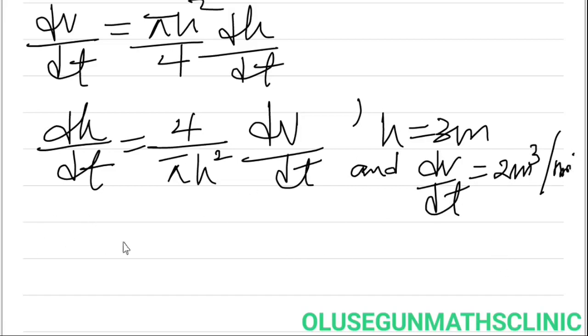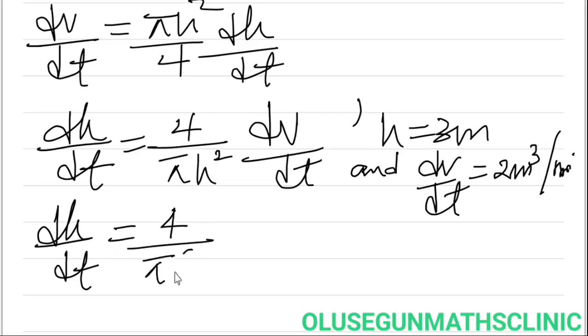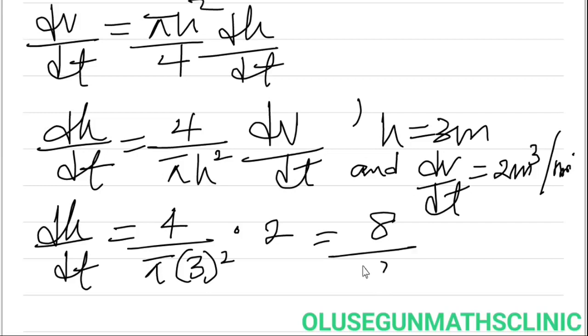So the rate of change of the height at 3 meters will now be 4 over pi, the height of the meters at what we want to calculate. Now dV/dt, that is the rate of change of the volume, is 2. So now it will give us 8 over 9 pi meter per minute, because we want to find the rate of change of the height per unit time.